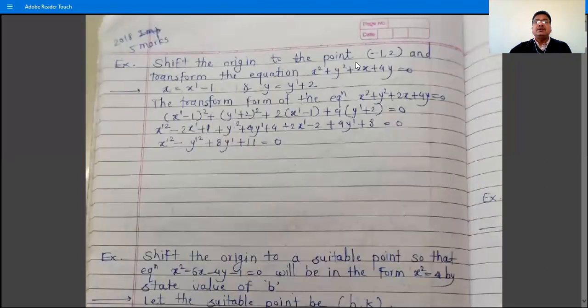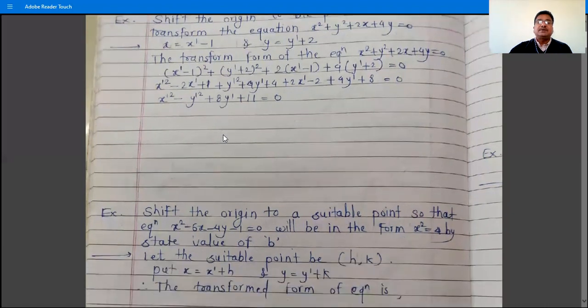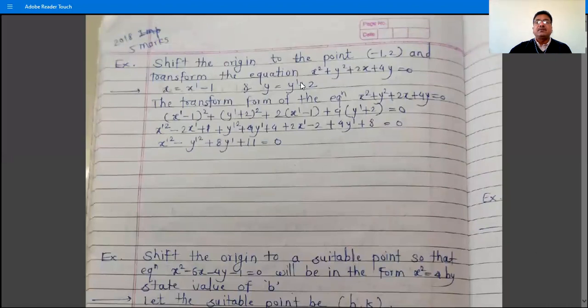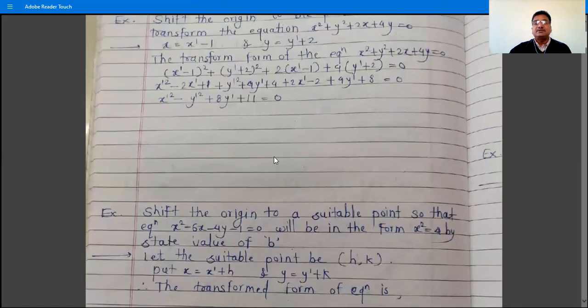Next: shift the origin to point (-1, 2) and transform this equation. Substitute x as x' + h, y as y' + k, meaning x = x' - 1, y = y' + 2. Then the transformed form of the given equation is found by substituting x as x' - 1, y as y' + 2. After simplification, we have this answer. This is the transformed form of this equation when the origin is shifted to the new point (-1, 2).